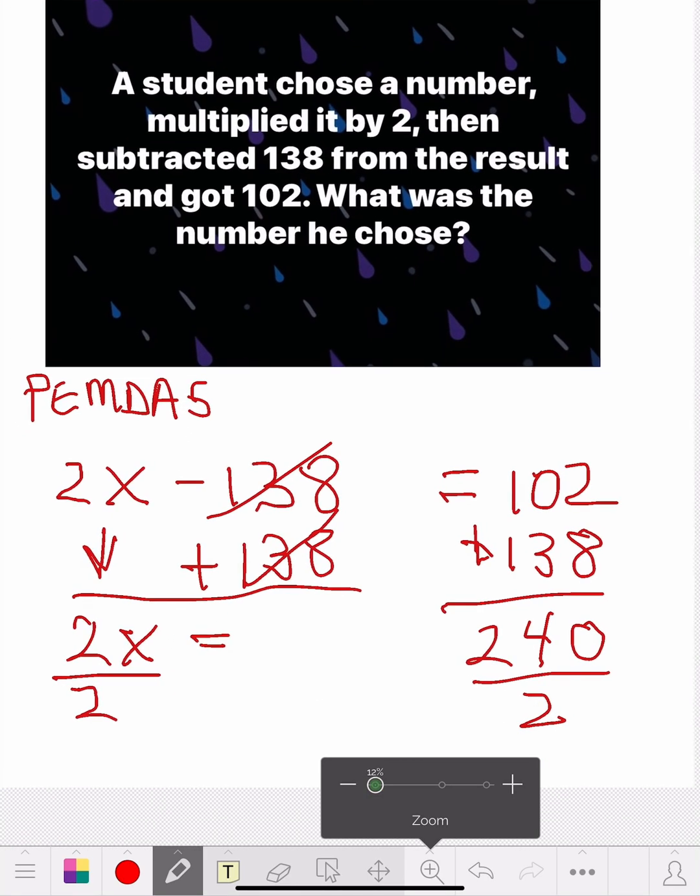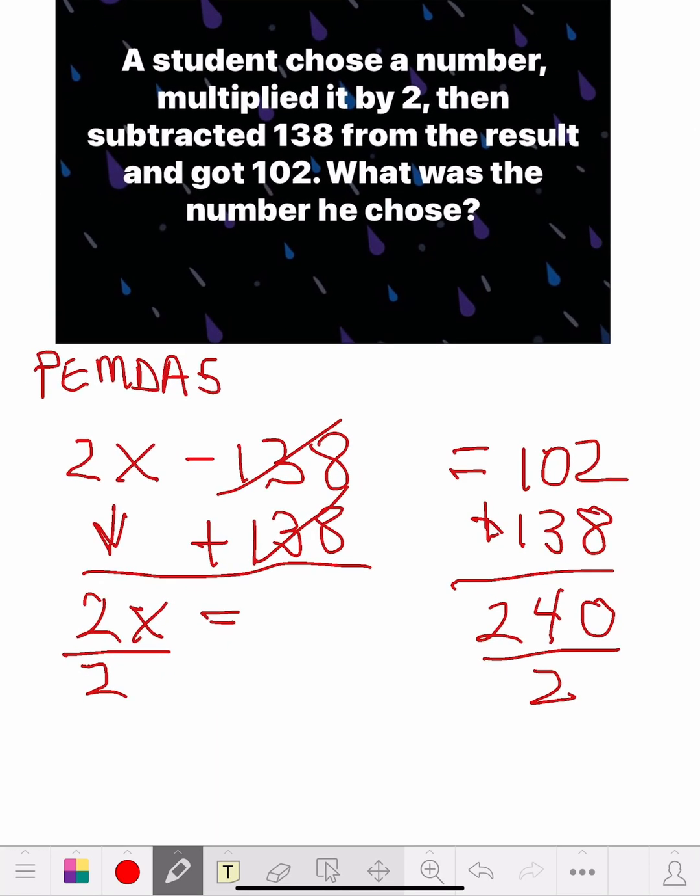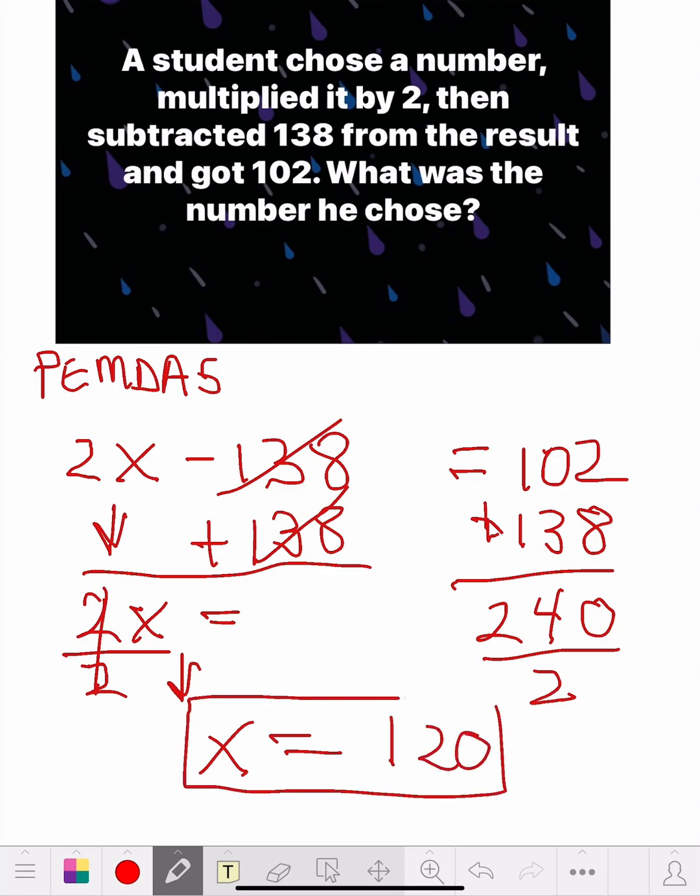Okay? So this crosses out. Bring the x down. So x equals, now, 240 divided by 2 is 120. The answer, the number he chose to start with was 120. And that was it. Okay?